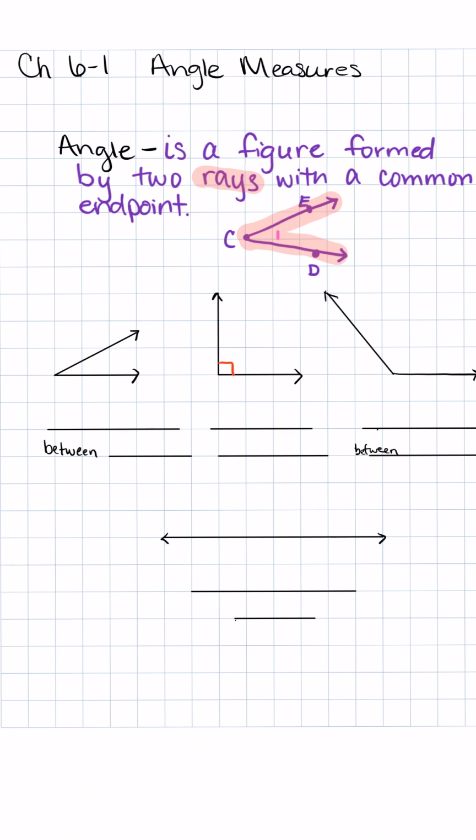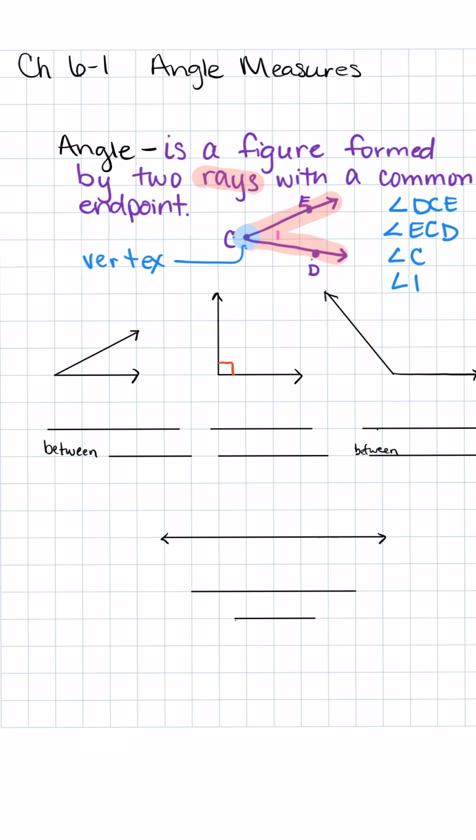The common end point is called a vertex. Okay, so we have two rays and a vertex. So you can name this angle DCE, right? From D to C to E. Angle ECD. Or you could call it angle C or angle 1. Those are all proper names for this particular angle.